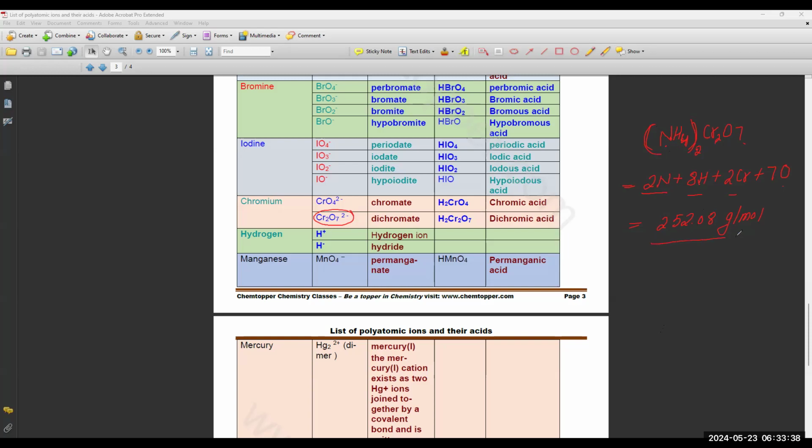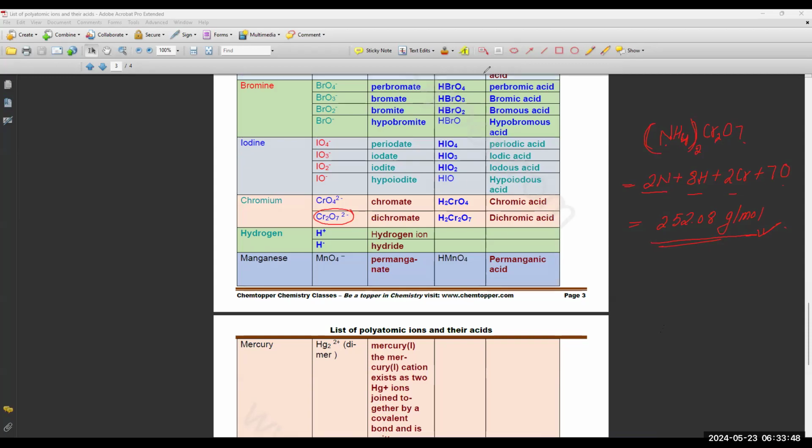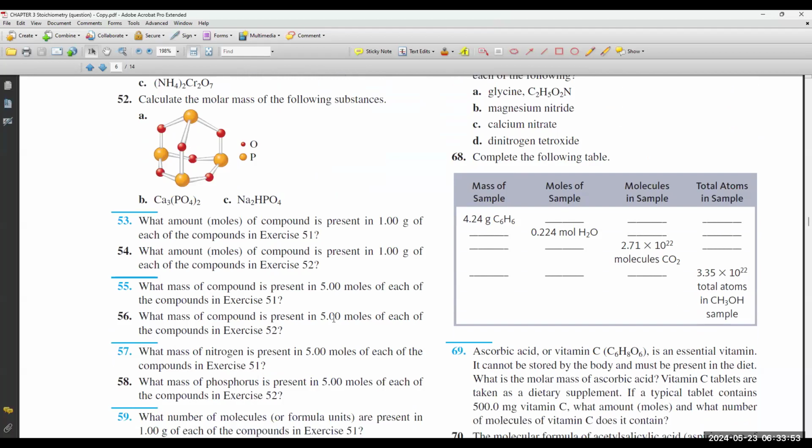So all of you are getting this answer? I think this is the correct answer. Amodita? Okay, good. So that's how you have to work out the molar masses of the compounds and molecules. Ready for one more?